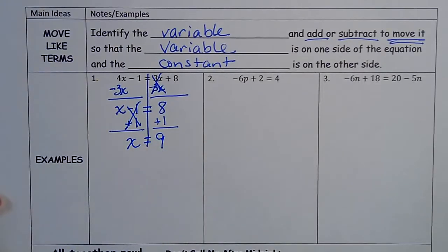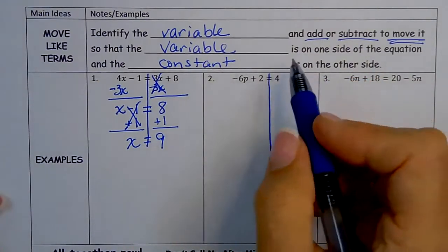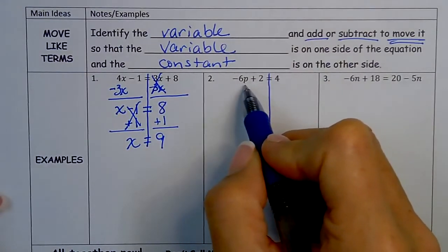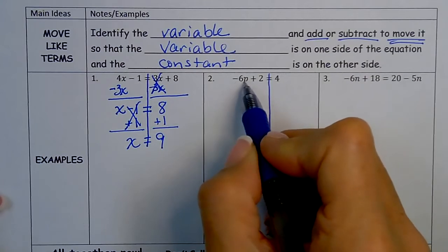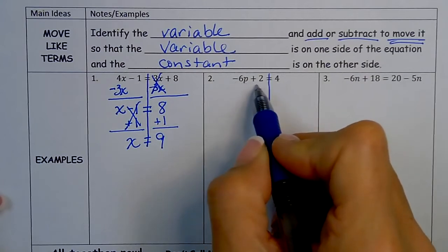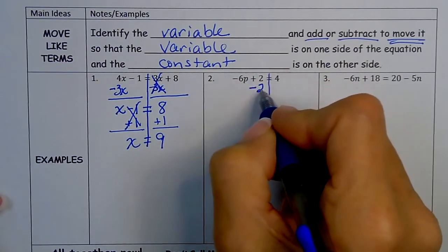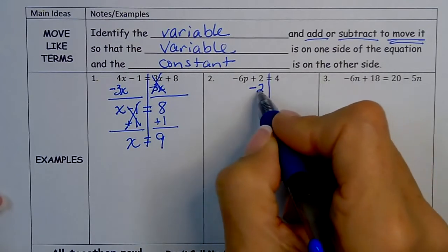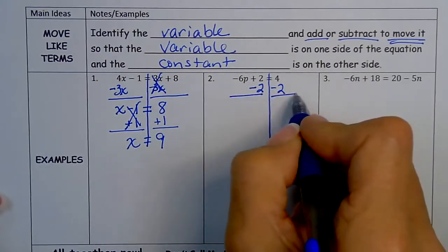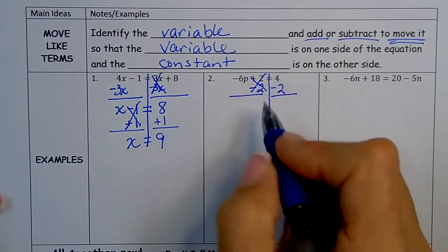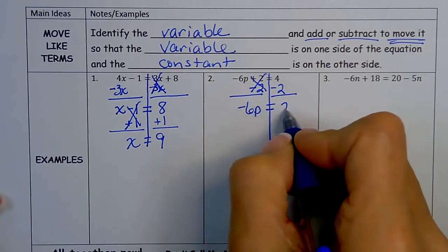All right, number 2. Again, here is my equation, the two sides. I need variable on one and constants on the other. Well, I already have the variable only on one side. So I need to move this constant to the other. So inverse would be to subtract 2. If I subtract 2 on this side, I have to subtract 2 on that side. So that cancels, and I have -6p equals 2.